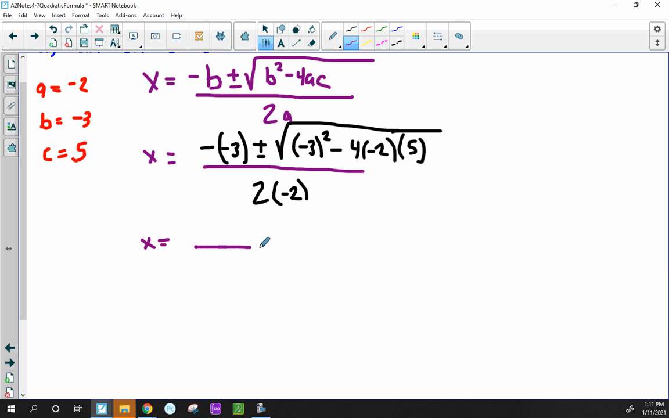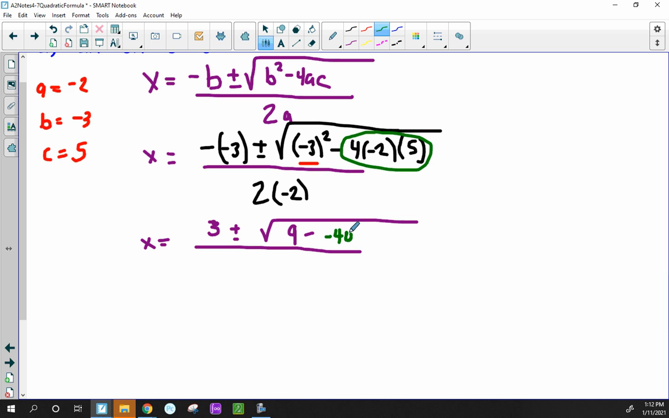Alright, and now it begins the process of simplifying. Opposite of negative 3 is 3. Drop your plus minus. Drop your radical. Now you're going to do this part. Negative 3 quantity squared. Negative 3 times itself is positive 9. Drop my minus sign down. Focus on these three numbers multiplied together. 4 times negative 2 is negative 8. Negative 8 times 5 is negative 40. Denominator, 2 times negative 2, negative 4.